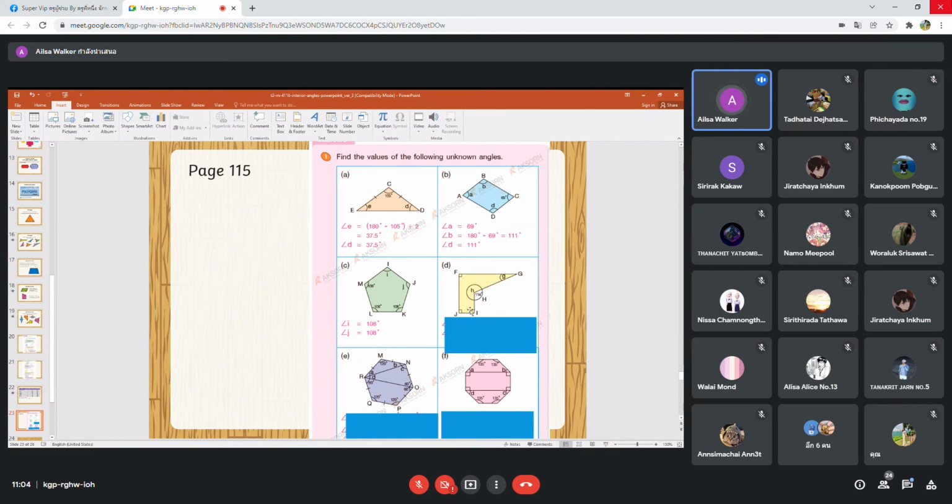Let's do one more. Okay, this one, shape D, it's a bit tricky, okay? So it wants you to work out angle H. To work out angle H, we know in a circle there is 360 degrees. So 360 minus 114 equals 246. So angle H equals 246.